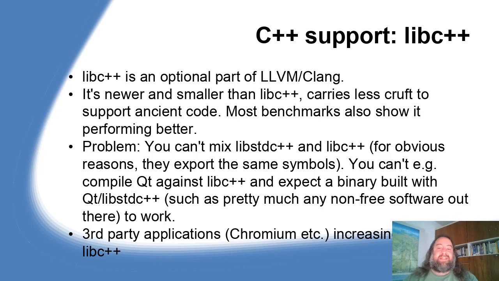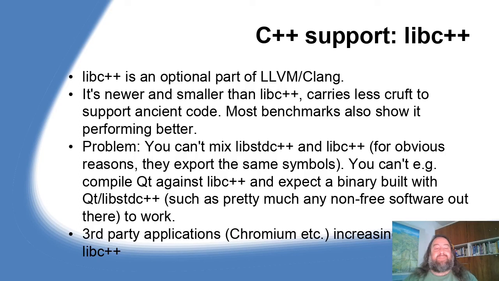But libc++, which comes out of the LLVM Clang world, is newer and smaller, carries less cruft, and most benchmarks also show it performing better. But the problem is, and that's why most distributions aren't using it, you cannot mix libstdc++ and libc++. They export the same symbols, but they're not ABI compatible. And so if you do things like build Qt against libc++ and then run a binary that uses Qt and was built on a system that has Qt with libstdc++, that's going to crash.